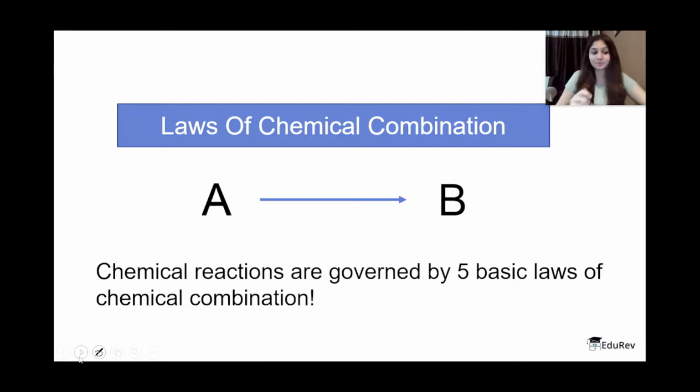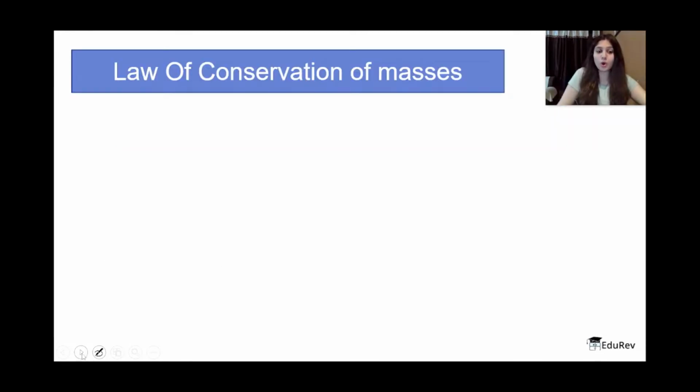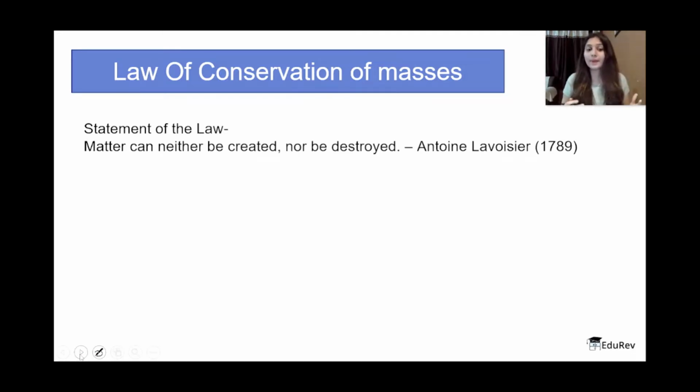So let's begin. The first law is called the law of conservation of mass. I'll talk about the statement of the law, and then we'll discuss what the law basically means. The law of conservation of mass states that matter can neither be created nor be destroyed. The statement is something which is true for energy also, and we all know that, but let's understand what this statement actually means.